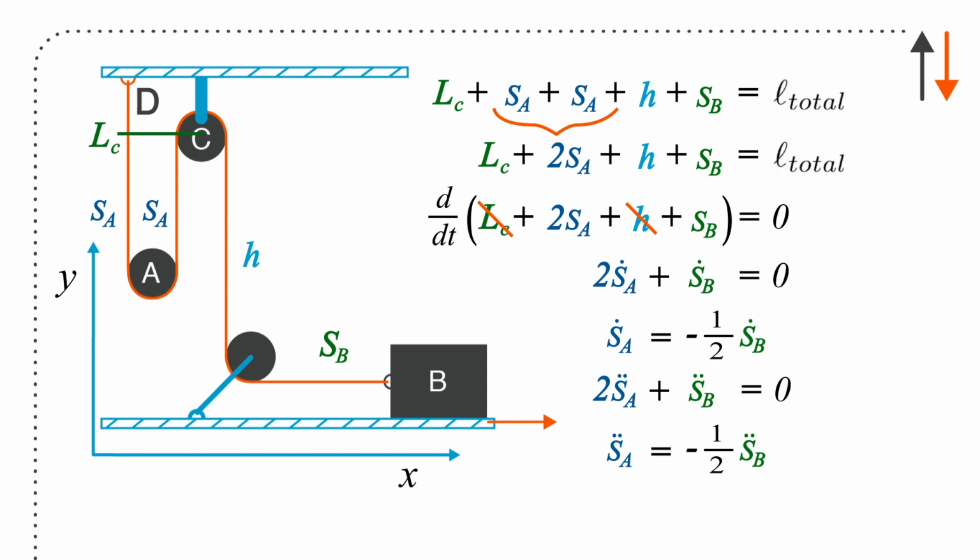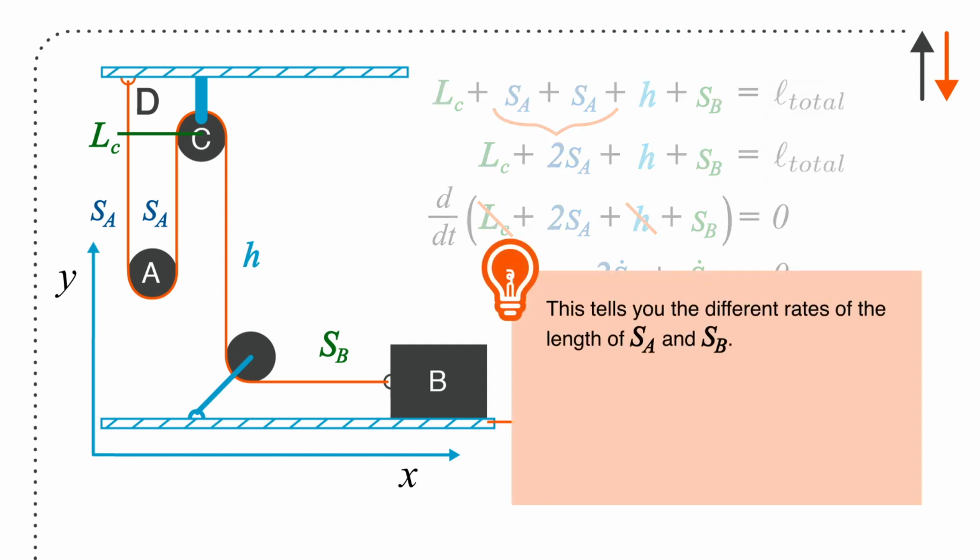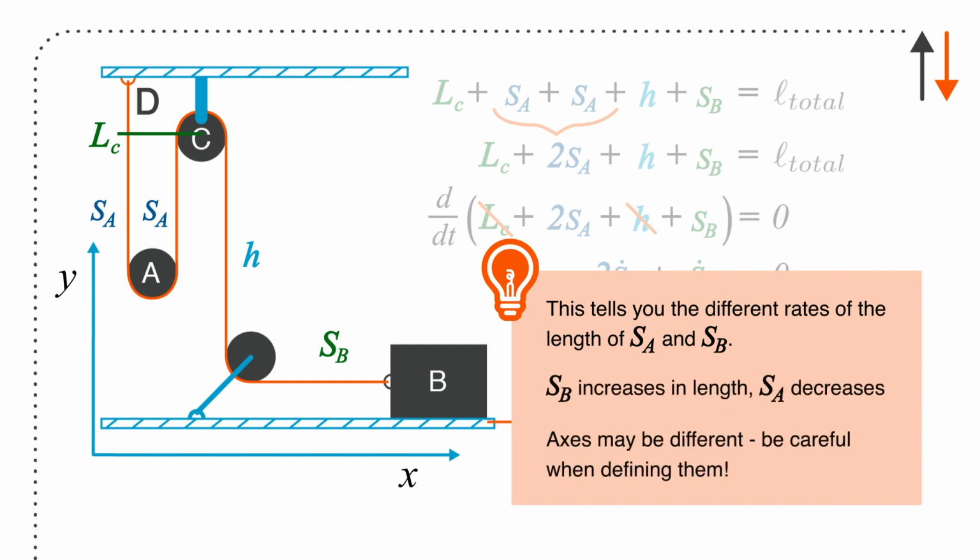So this is one of those problems where you can solve the equation, but it won't tell you what you think it is. So remember, this is important. There are different rates of change of the length of SA and SB. SB increases, SA decreases. But the axes may be different, and you need to be careful in terms of defining them.